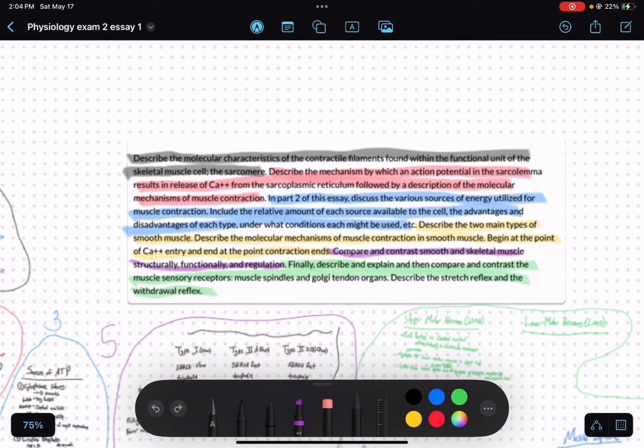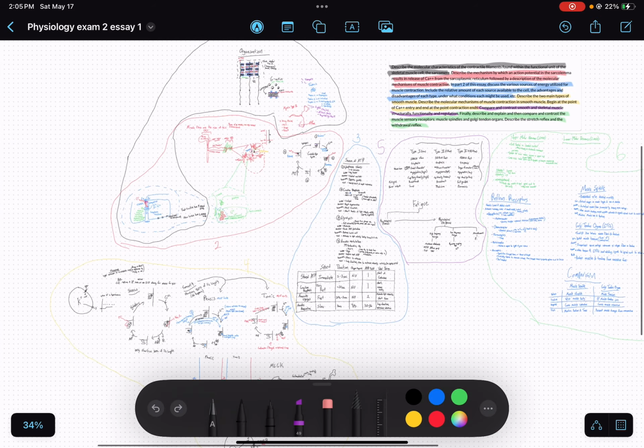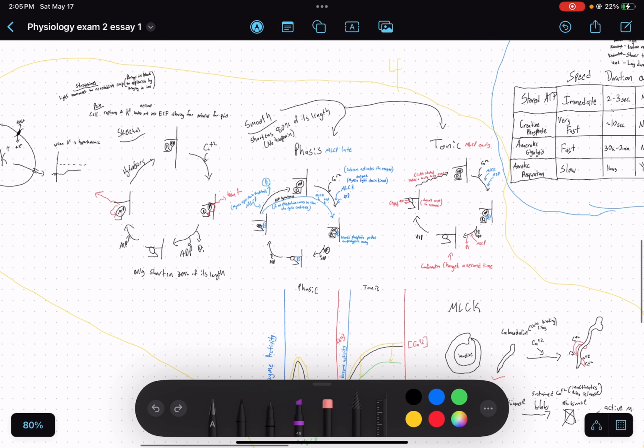So moving on to our next topic, we're going to describe the two main types of smooth muscle, and describe the molecular mechanisms of muscle contraction in smooth muscle, beginning at the point of calcium entry and at the point the contraction ends. So I drew out this little diagram again, except in accordance to how smooth muscle works.